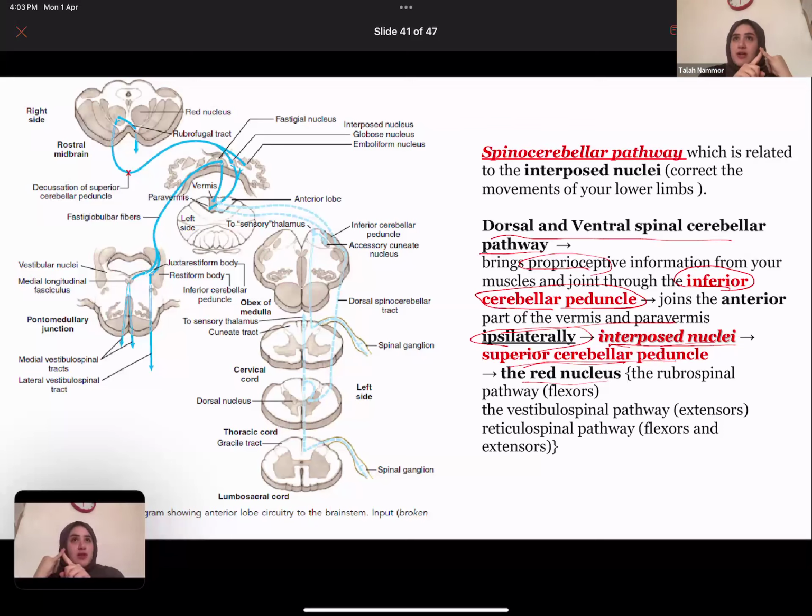Okay, so the cerebrocerebellum has to do with the dentate nucleus and the execution of skilled movement, and correction of whatever skilled movement we're doing. The spinocerebellum has to do with the interposed nuclei, and it's mainly for the movement and proprioception of our limbs. For the cerebrocerebellum, we had our information from the middle cerebellar peduncle. Why? Because it came from the brain, cerebro. Here, spinal, so it came from the inferior cerebellar peduncle.